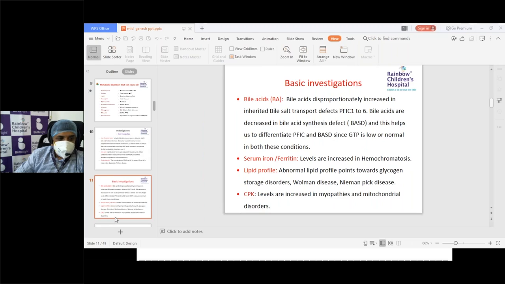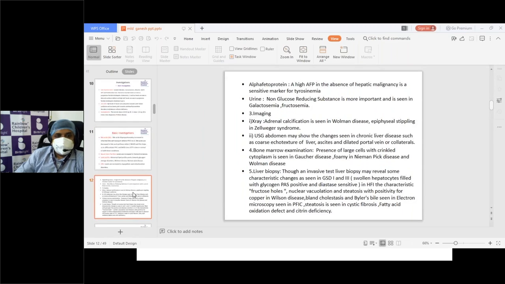And then the next panel in the basic investigations is going to be the alpha fetoprotein levels. This is not done as routinely, however, a high alpha fetoprotein in the absence of any liver malignancy, think in terms of a tyrosinemia. The urine gives a clue to a lot of investigations. For example, ketonuria without dehydration may suggest the diagnosis of organic acidemia. No ketones in the urine may point towards the diagnosis of a fatty acid oxidation disorder.